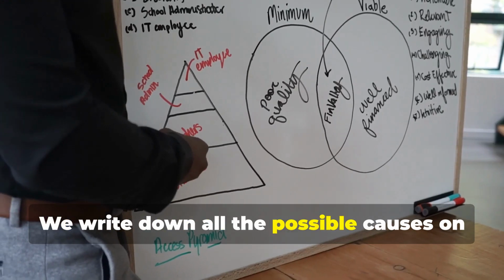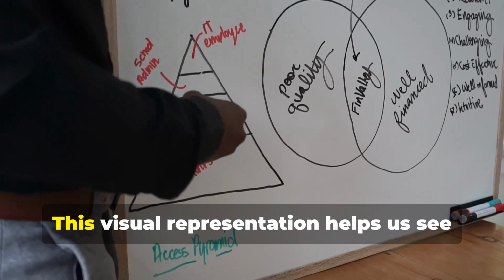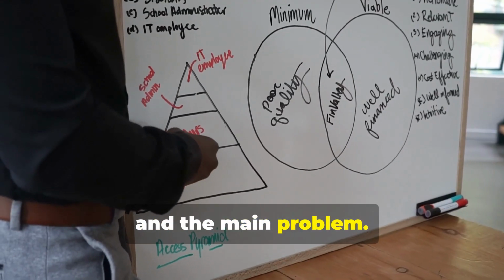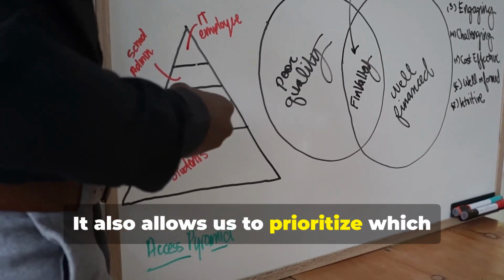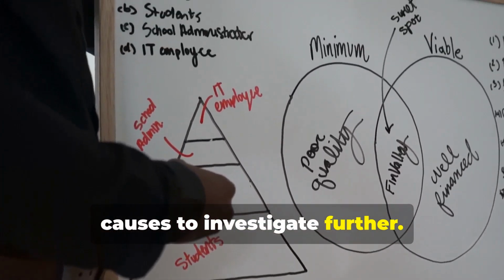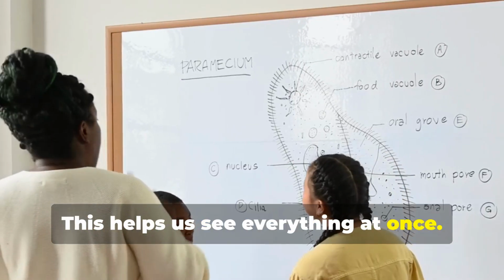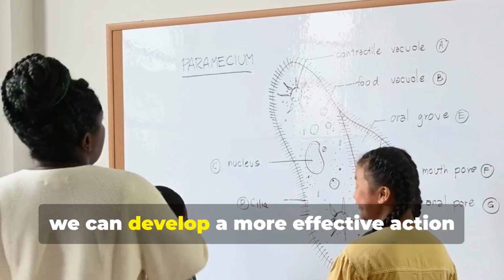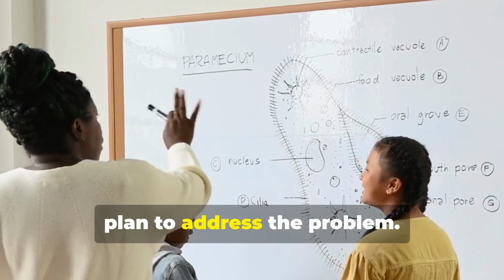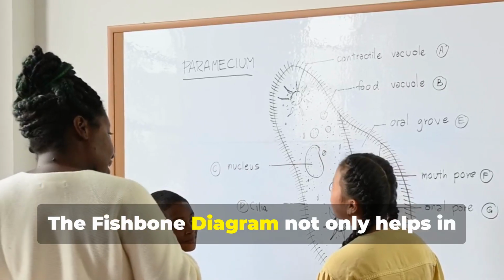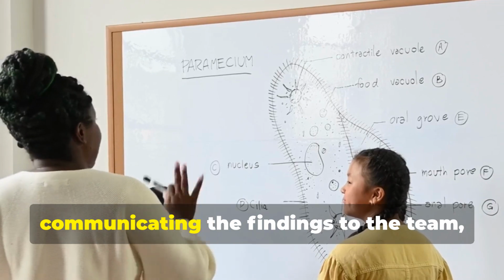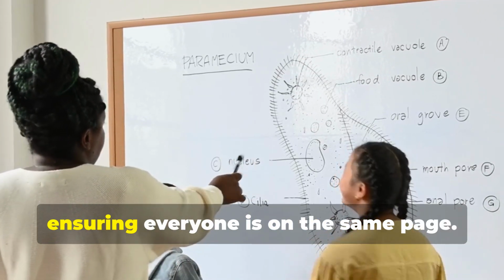We write down all the possible causes on the bones. This visual representation helps us see the relationships between different causes and the main problem. It also allows us to prioritize which causes to investigate further. This helps us see everything at once. By having a comprehensive view of all potential causes, we can develop a more effective action plan to address the problem. The fishbone diagram not only helps in identifying the root causes, but also in communicating the findings to the team, ensuring everyone is on the same page.